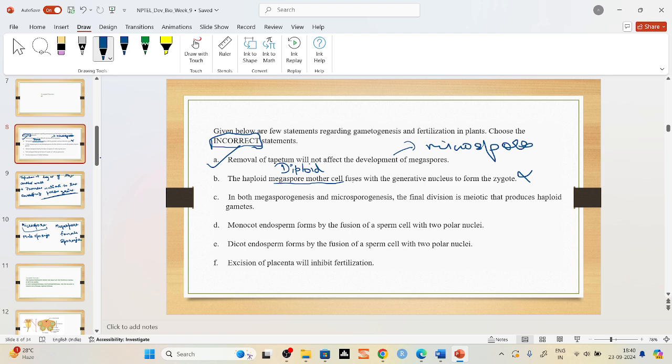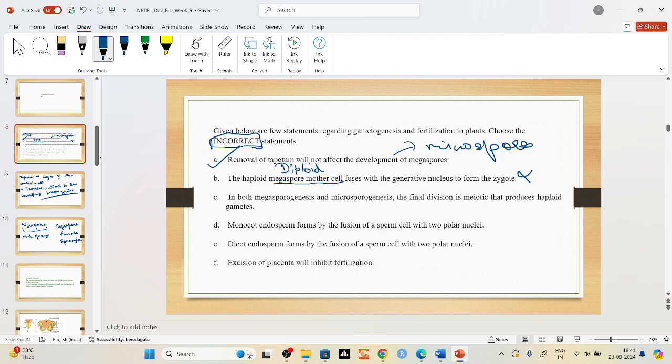Okay, so your megaspore mother cell is diploid in nature and basically it undergoes meiotic division to form your megaspores. So megaspores are haploid in nature. So both megaspores and microspores, that means both your egg and your pollen grains, they both are haploid in nature. But your ovum, I mean the egg, it is formed from the megaspore mother cell, and these megaspore mother cells undergo the meiotic division to form megaspores.